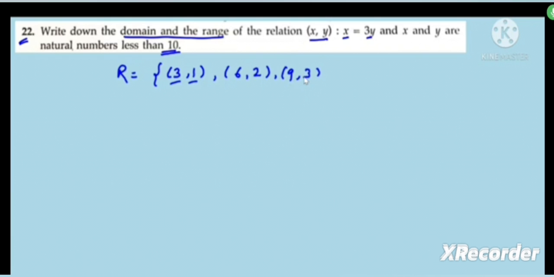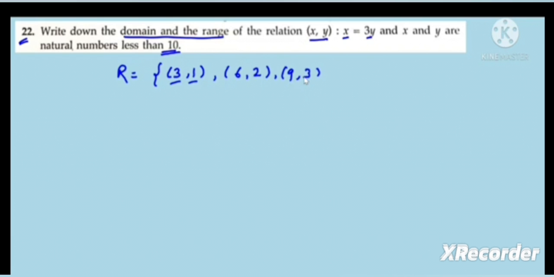Here we have to write down the domain and the range of the relation x and y such that x is equal to 3y. That means whatever be the value of y, that's the second element of the ordered pair, x value will be 3 times of it. But at the same time it is also provided that x and y should be less than 10. That means both of them are natural numbers less than 10, and must follow the condition x equal to 3y. So what could the numbers be?